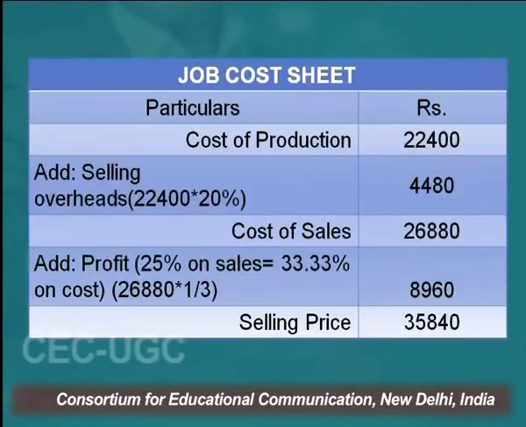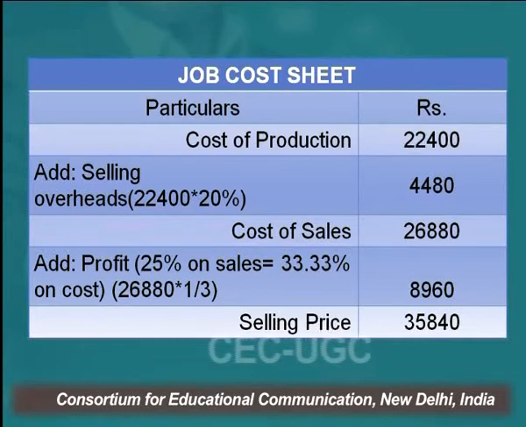22,400. And in the cost of production, when you add selling overheads, there is no distribution overhead, there is only selling overheads. In our example, it is given that selling overhead is 20% of cost of production. So cost of production is 22,400, you add up 20%, that comes to be 4,480. Your cost of sales is 26,880, right? So in this way we have prepared the job cost sheet.